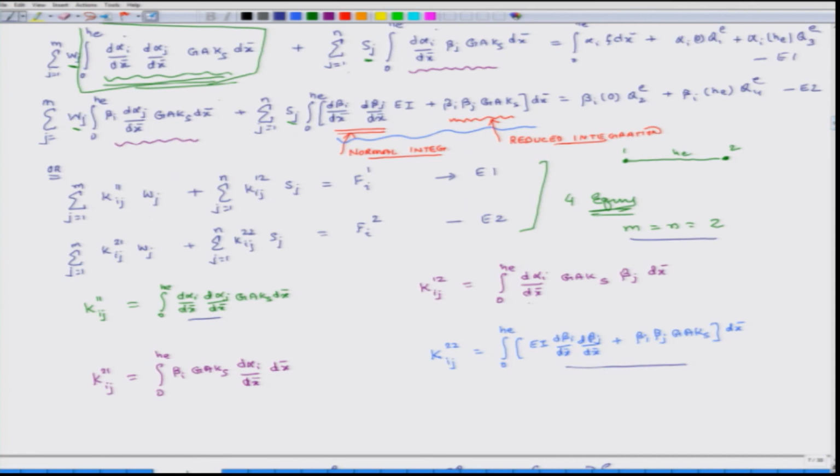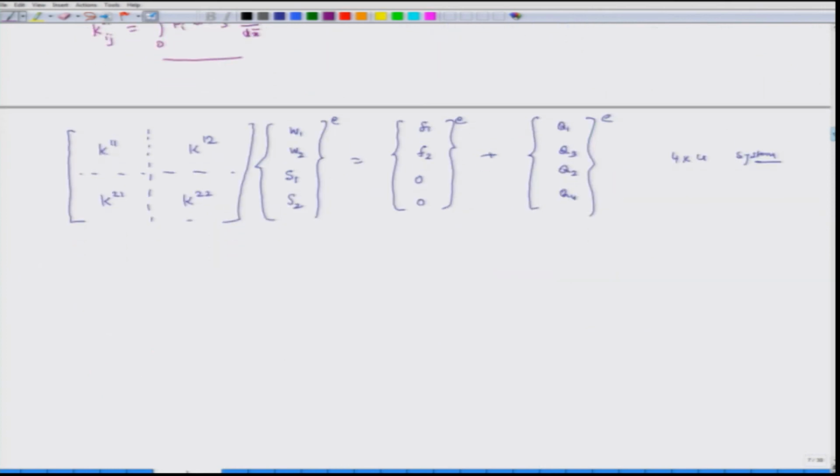So here we see that K12 is the integral of d alpha I over dx bar, GAKS, beta j, and K21 is beta I, GAKS, d alpha j over dx, times dx. So the definition of K12 and K21 is such that these submatrices are not symmetric in themselves, but this submatrix is the transpose of this submatrix. So the overall K matrix is symmetric.